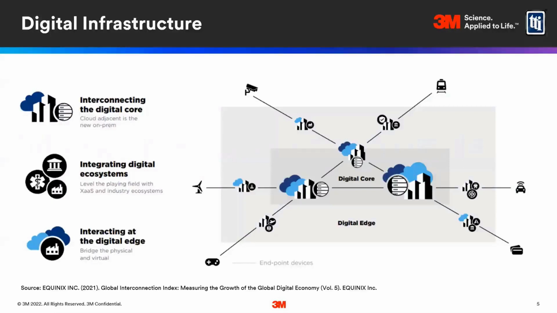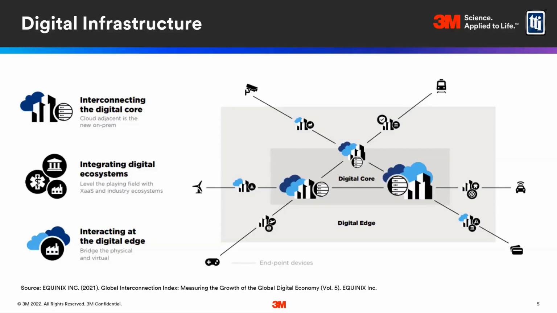When we look at the digital infrastructure, we see that there's three elements according to Equinix: the digital core, the digital ecosystem, and the digital edge. And what this really speaks to is that at the digital core, we see enterprises migrating away from on-premise data centers to cloud data centers. And this is, as you'll see in later slides, allowing them to achieve economies of scale, efficiencies in operations, and serve their customers better.